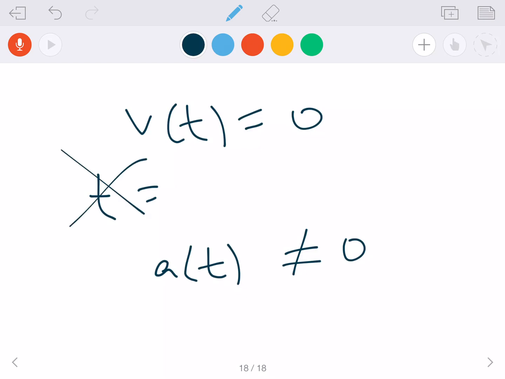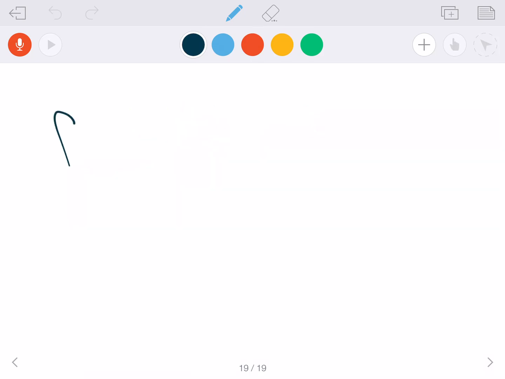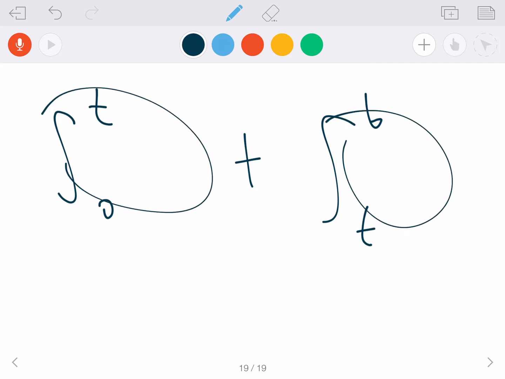Once you find any times where the object changes direction, then you break up your integrals. So you'll integrate from whatever your lower limit was to that time that you just found, plus the integral of that time you just found to your upper limit, whatever that happens to be. You'll get those answers, take the absolute value of them, and add them together. That gives you that total distance. Okay, big test. This is important stuff.